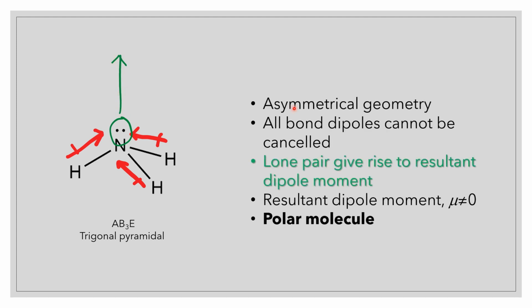So this lone pair of course will give rise to resultant dipole moment. So this molecule, trigonal pyramidal, is an asymmetrical geometry because we have a lone pair on the central atom. So even though we have polar bonding in the molecule, all bond dipoles here cannot be cancelled with each other. And plus the lone pair will give rise to resultant dipole moment. So resultant dipole moment mu is not equals to 0. Ammonia will be a polar molecule.